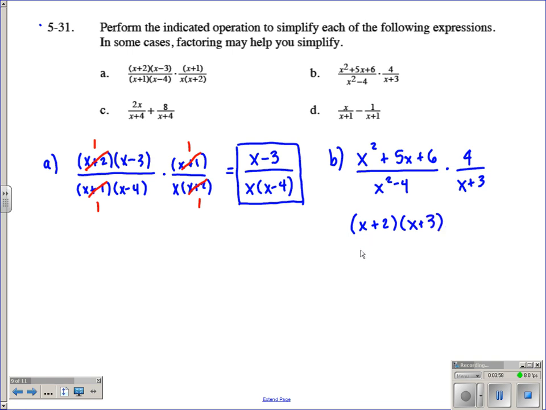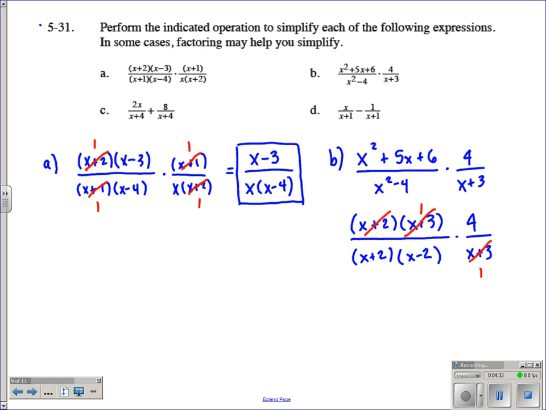And in our denominator here, we should end up with x plus 2 times the quantity of x minus 2. That is a difference of squares. We're multiplying times 4 over the quantity of x plus 3. Now we look for common factors in the numerator and denominator. Since it's multiplication, an x plus 3 divided by an x plus 3 is going to give me a 1 over 1.